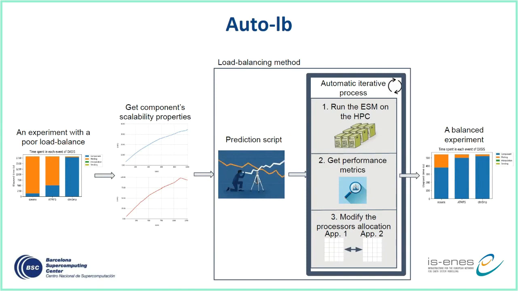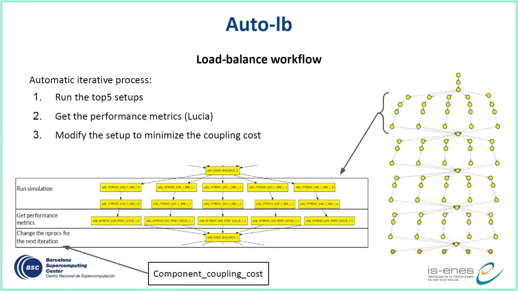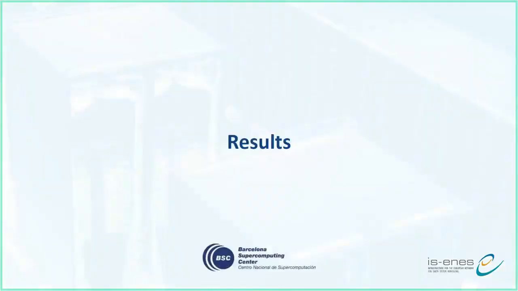And this is when we enter the automatic iterative process, which is the one that will run the 5 possible, or optimal, setups on the HPC machine. It will get the performance metrics with Lucia, which is the internal OASIS tool to get some of the performance insights, and then modify the setup to minimize the coupling cost using the component coupling cost that I described also above. And this process is repeated over time, and at the end you end up with an optimal configuration.